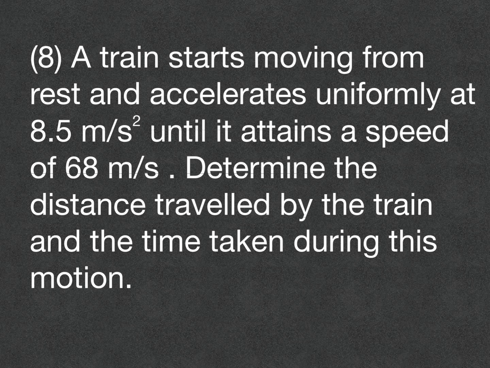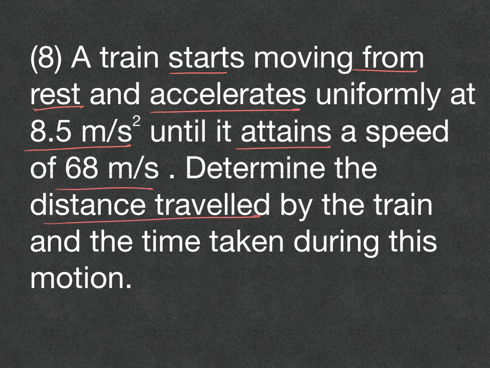Welcome back. We have a motion question here and it reads, a train starts moving from rest and accelerates uniformly at 8.5 meters per second squared until it attains a speed of 68 meters per second. Determine the distance traveled by the train and the time taken during this motion.